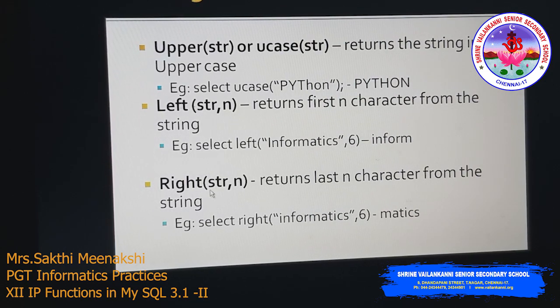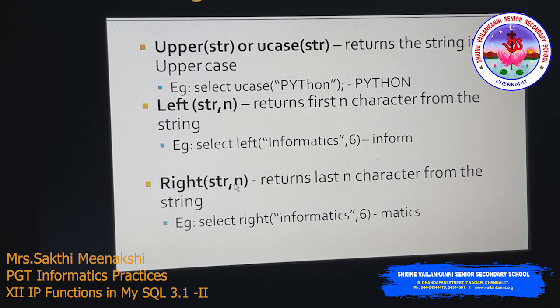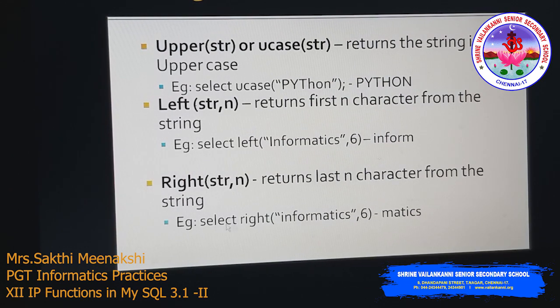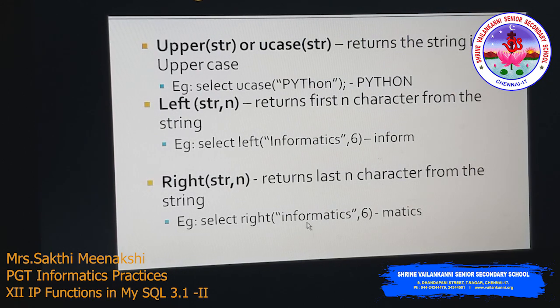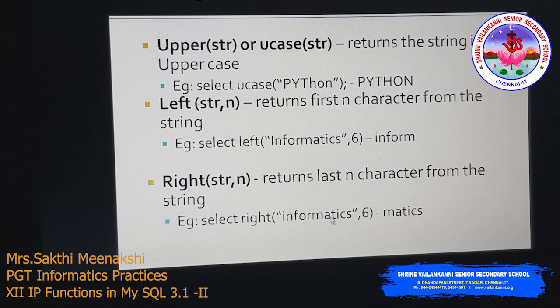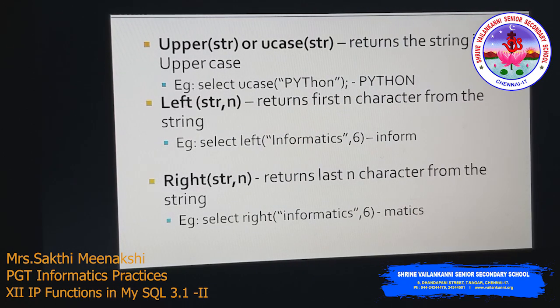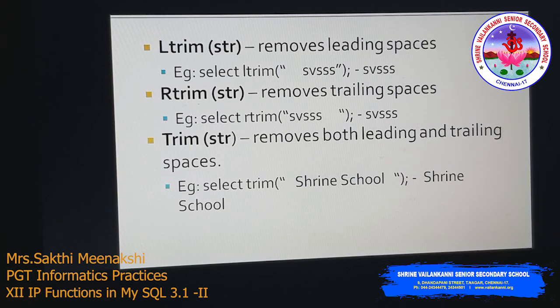Next we have the right function, right of string, n. This also takes two arguments, a string and then an integer. This one returns the last n characters from the string. That means from the right side, it fetches 6 characters. So same informatics, 6. From the right side, it fetches 6 characters: MATICS. Like the previous example, you can use all these functions along with any queries according to a condition.